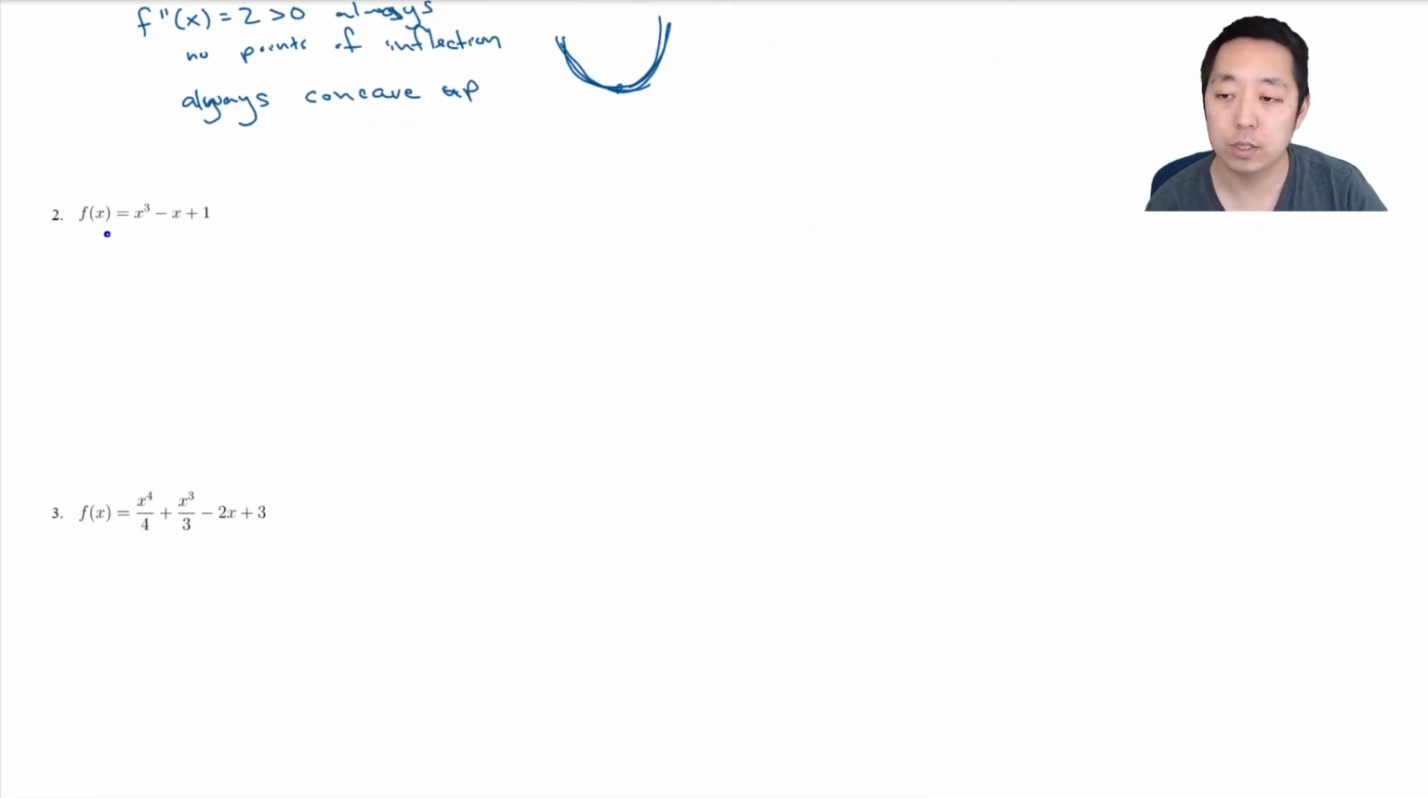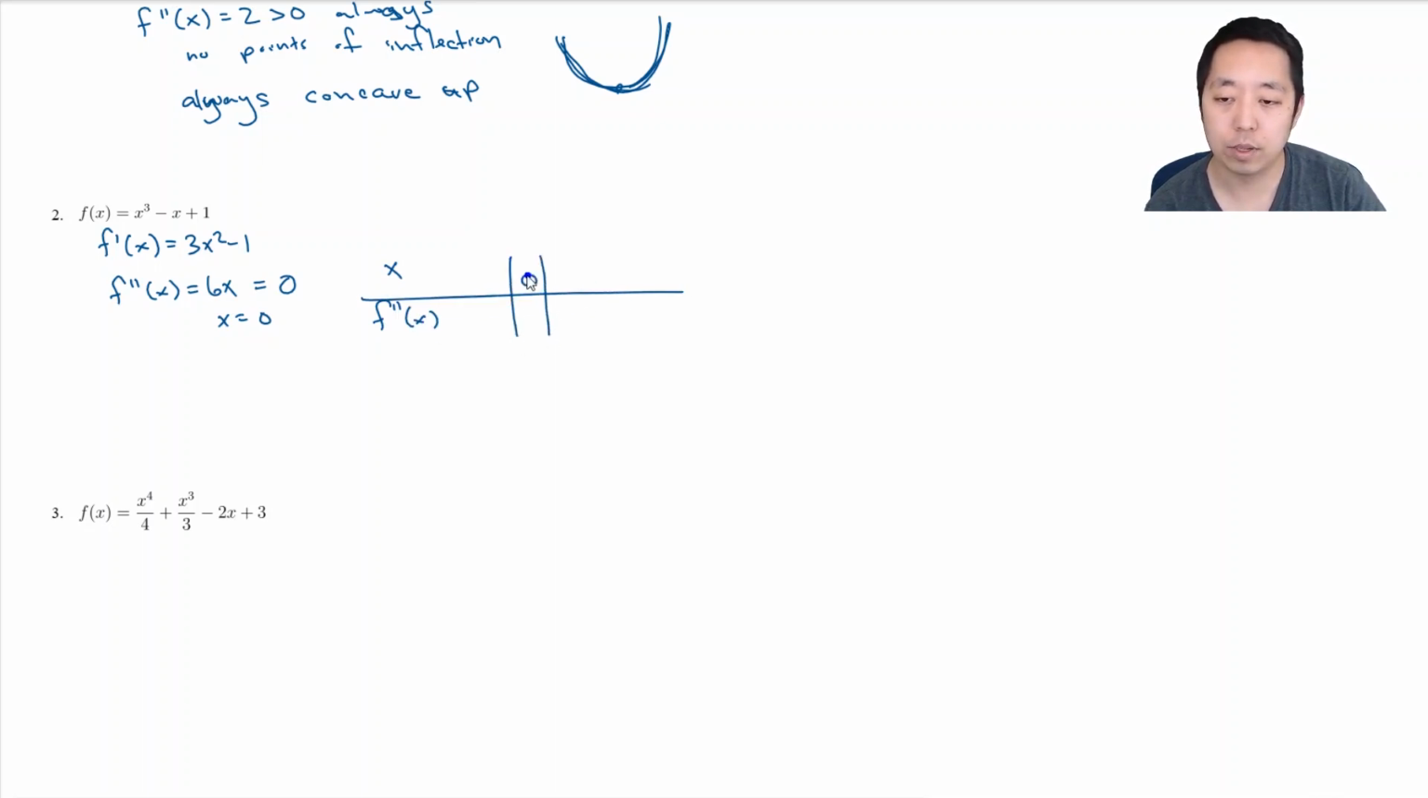Okay, let's look at this one. The first derivative is 3x squared minus 1. The second derivative is 6x. Now sometimes this is going to be positive, sometimes it's going to be negative. The transition point is when it's equal to 0, so that's x equal to 0. So at x equal to 0, the second derivative is definitely equal to 0. And so we make a little line like this where I say, well, at 0, definitely the second derivative is 0. Then when x is less than 0, or x is greater than 0.